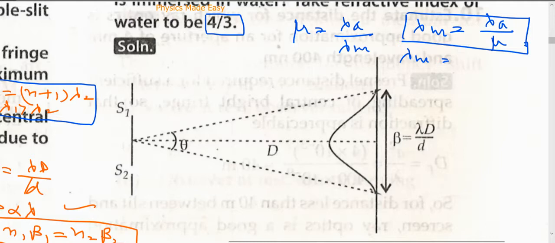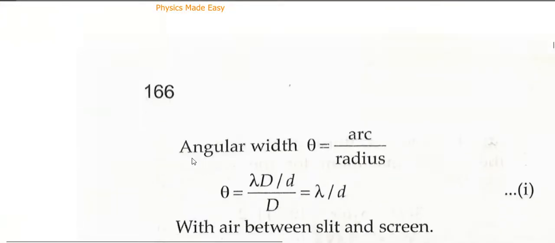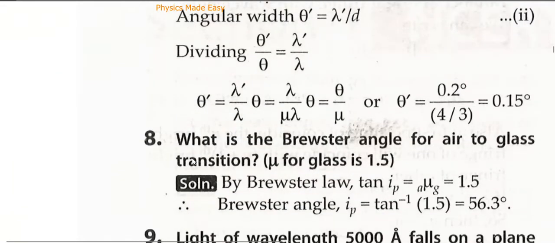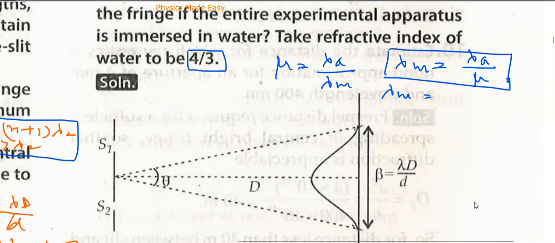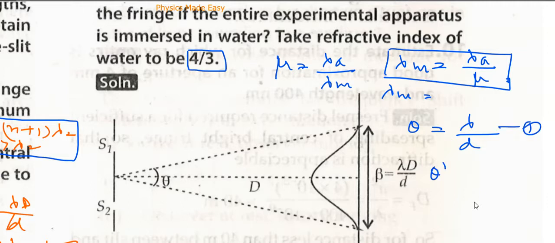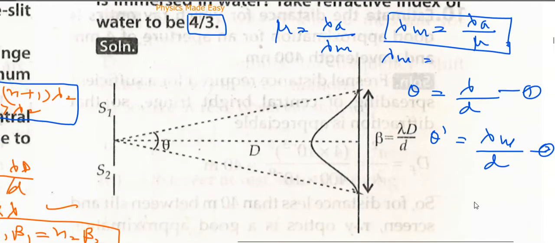Now angular width theta is given by lambda by d. The formula for angular width is lambda by d. Let me write this formula directly here. So we will conclude the problem here. Angular width theta is equal to lambda by d. So this was in air, and now we want to know its value in this lambda medium. I will put this as equation number 1, this as equation number 2, and this is equation number 3.